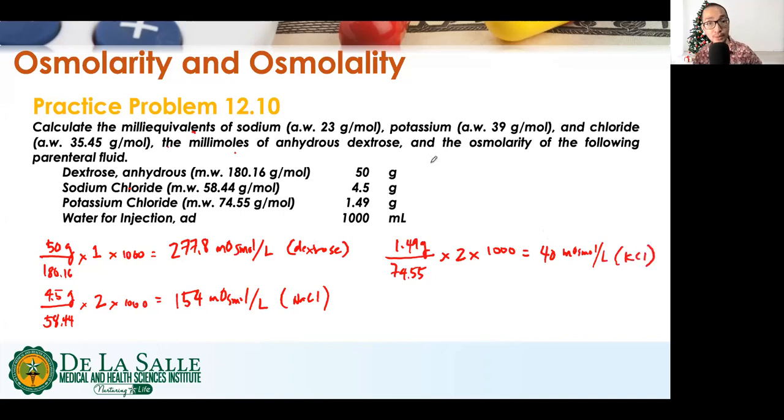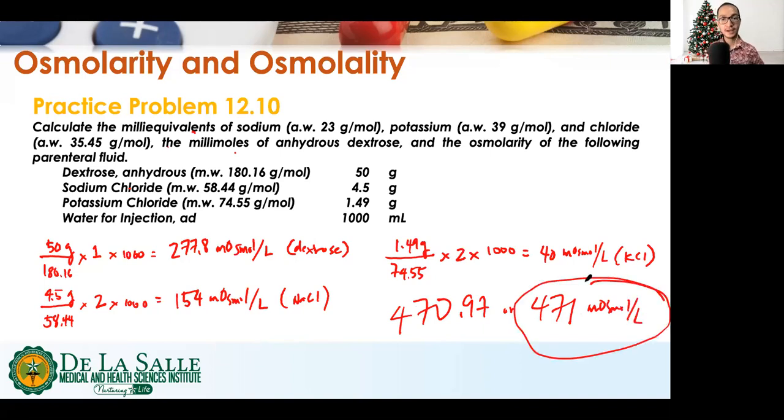Now remember that osmolarity only depends on the number of particles, not on the type of the solute. We can add them together. So add 39.97, or 40, plus 154 plus 277. It will give you the total osmolarity, which is equal to 470.97, or 471 milliosmoles per liter. So that is the osmolarity of the parenteral fluid.